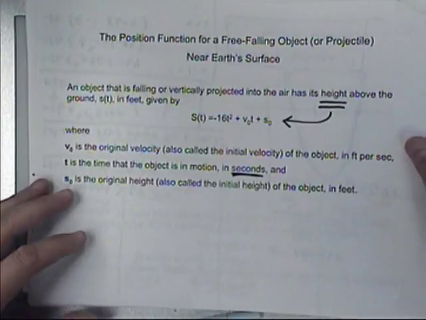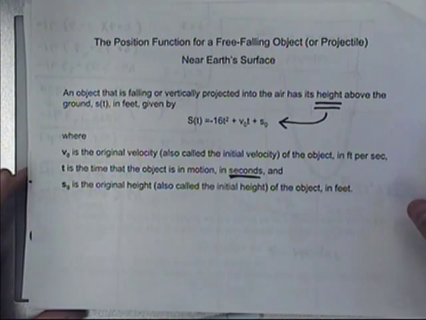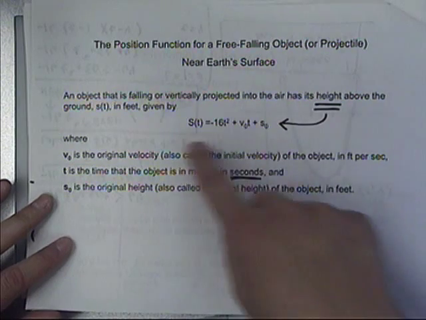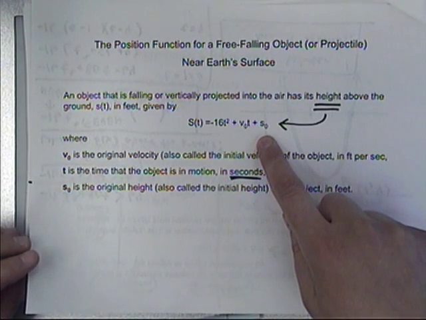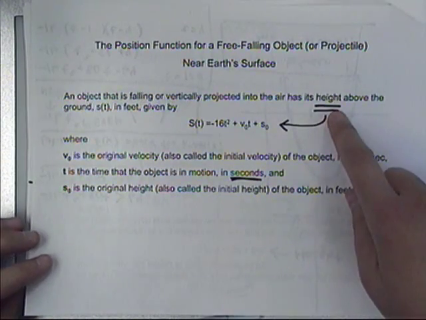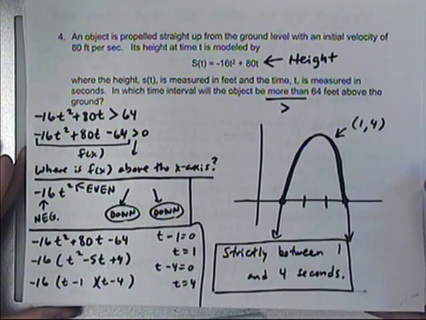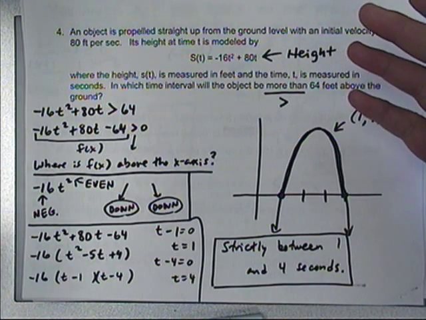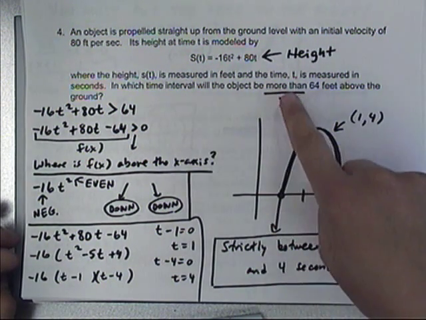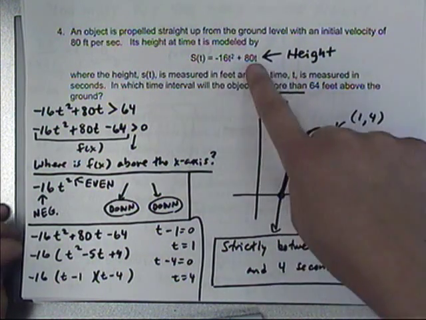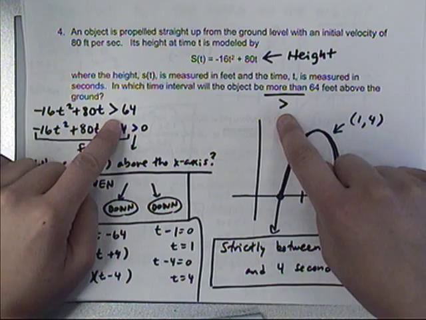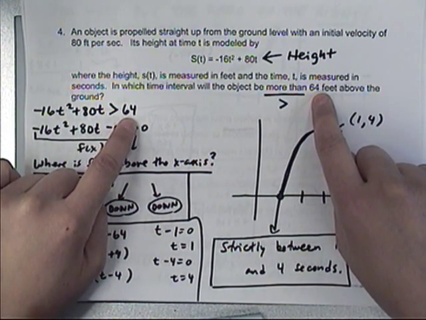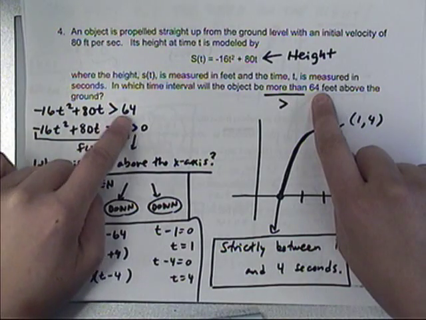Number 4 was a question about free-falling objects. It's more of a physics question. This is the generic physics formula that models the height of free-falling objects. You might know other physics formulas that model things like velocity and speed, but this one measures height. The good thing is that on this one, they basically give you the formula, and they ask you, when is the height going to be more than 64 feet? So this is your height. When is it going to be greater than 64 feet? When is the height going to be greater than 64?